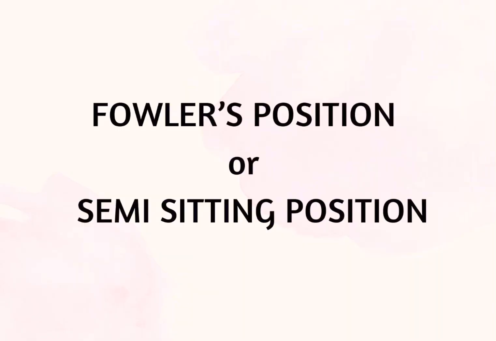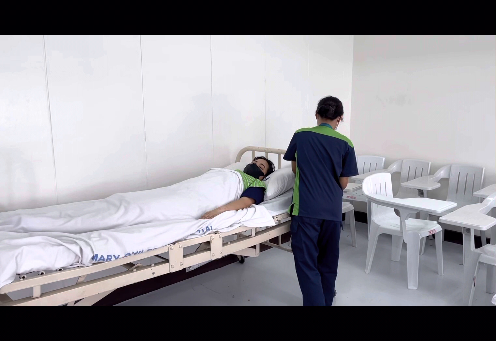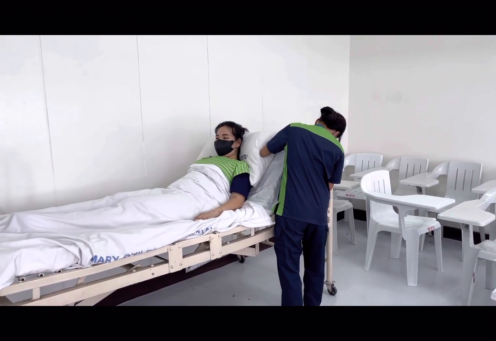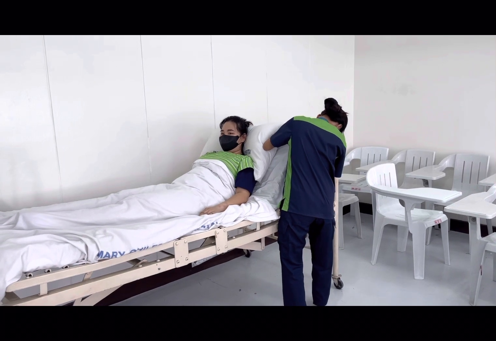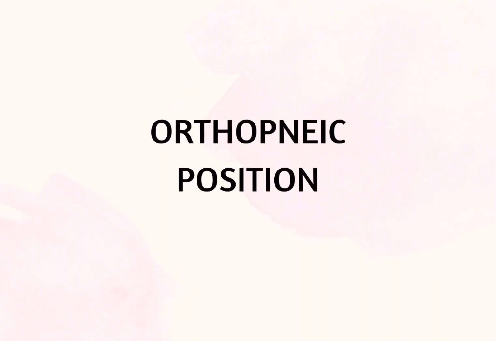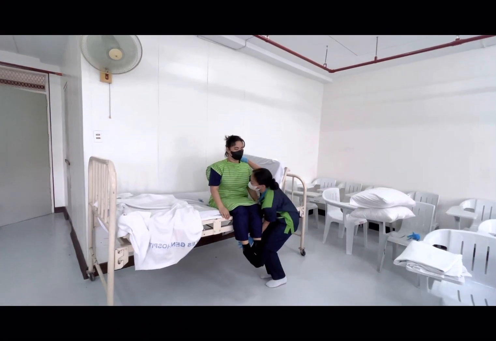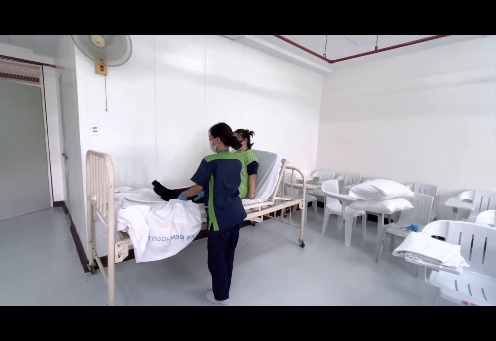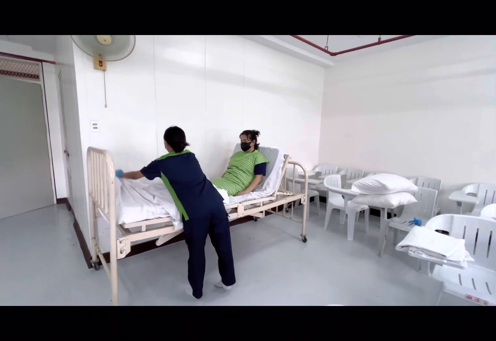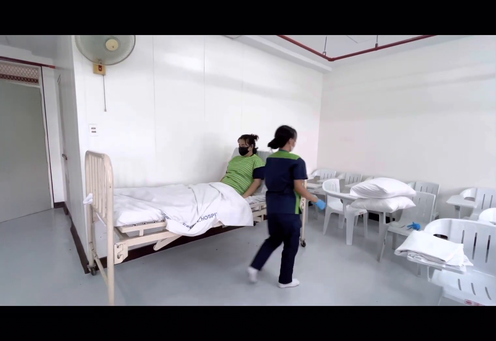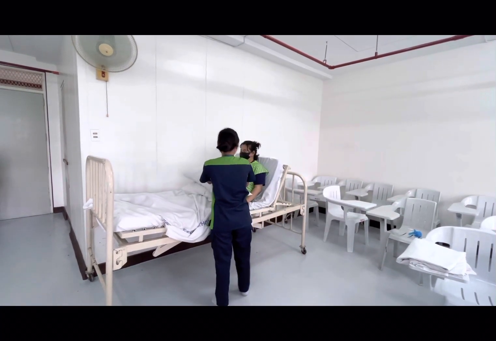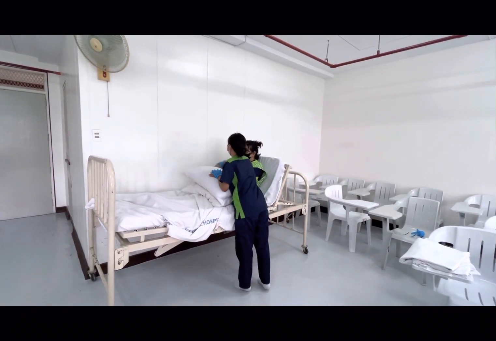Fowler's position or semi-sitting position. Head and trunk are raised 15 to 45 degrees, low semi-Fowler's, to high Fowler's position at 90 degrees. Knees may or may not be flexed. Orthopneic or tripod position. The client sits either in bed or at the side of the bed with an overbed table across the lap. This position is helpful to clients who have problems exhaling because they can press the lower part of the chest against the edge of the overbed table.